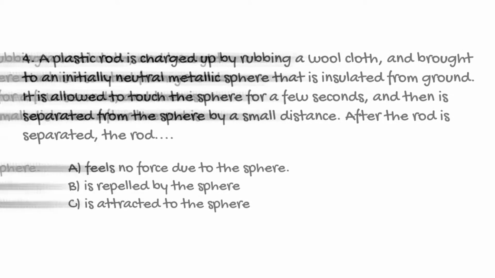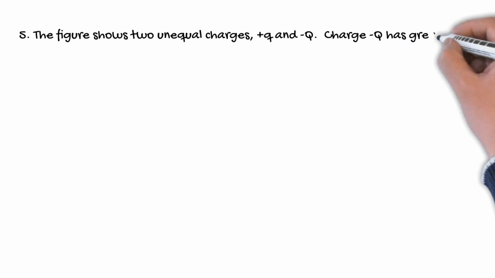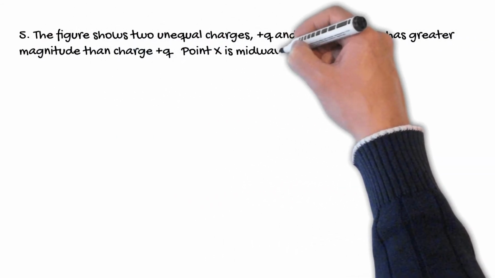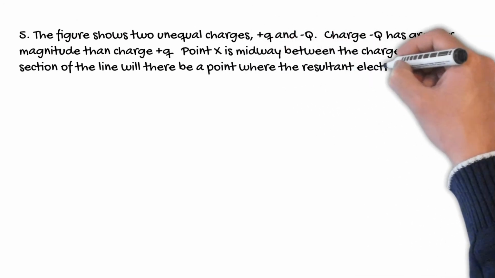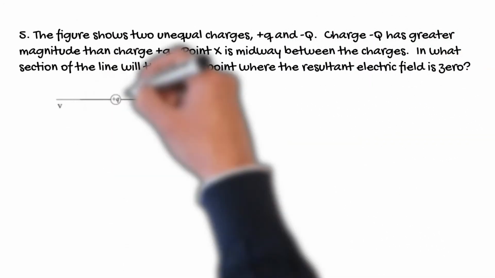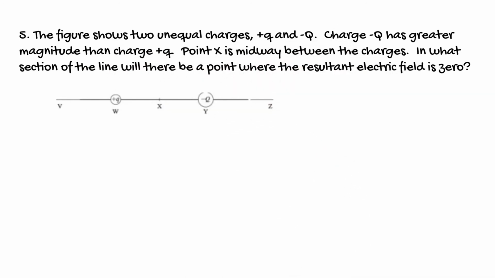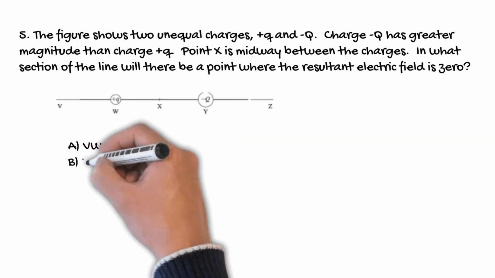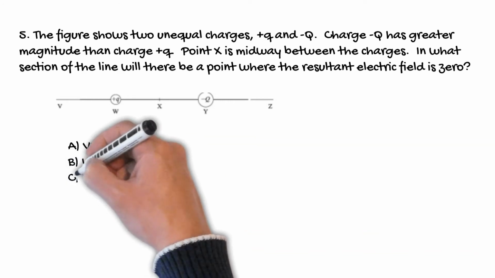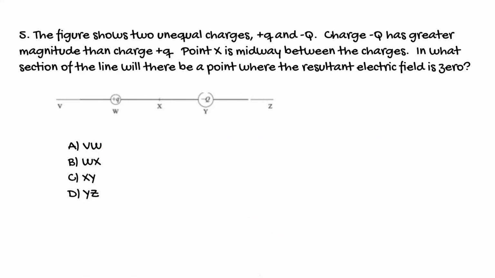Alright, so that will take some time to understand. So here is the next one. The figure shows two unequal charges, plus little q and minus caps Q. Okay? And point X is midway between the charges. In what section of the line will there be a point where the resultant electric field is zero? In this case, the answer is going to be nearer to the small charge.